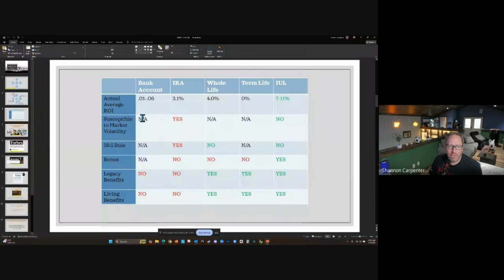Susceptible to market volatility. Can I lose money when the market goes down? In a bank account, it doesn't matter because we don't play the market in a bank account. Whole life and term don't either. IRAs, yes, when the market goes down, you absolutely lose money.